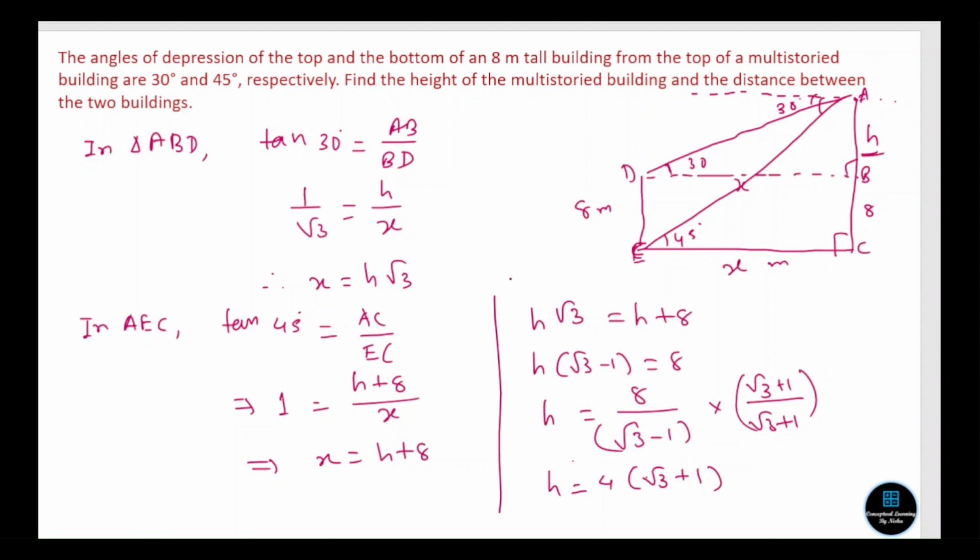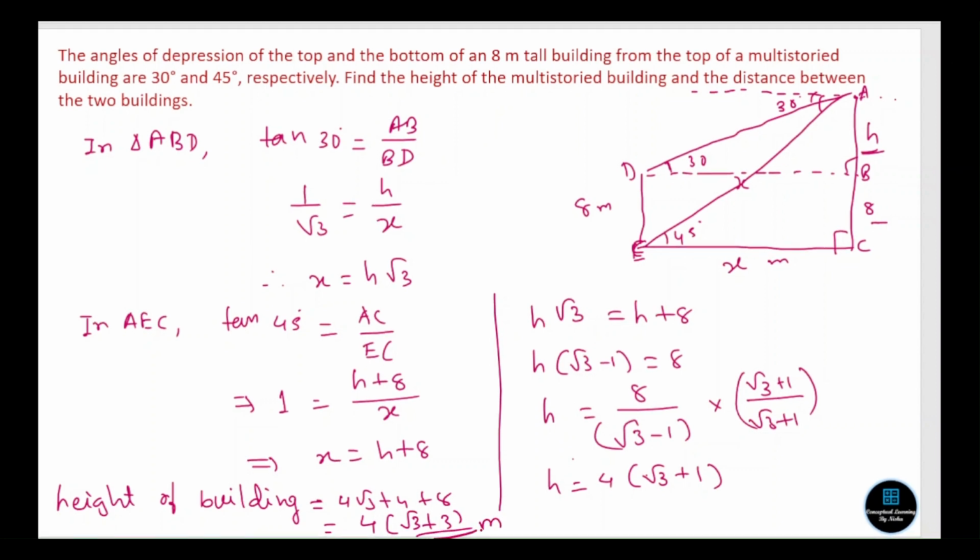Okay, so we have to find the height of the multi-storied building. So height of multi-storied building is how much? Height of building equals 4 root 3 plus 4, and we have to add this 8 with that. So plus 8, and when I simplify I can write this as 12. So I can take 4 common, so 4 times root 3 plus 3, or you can substitute the value of square root of 3 and then find the final answer. Alright, perfect.